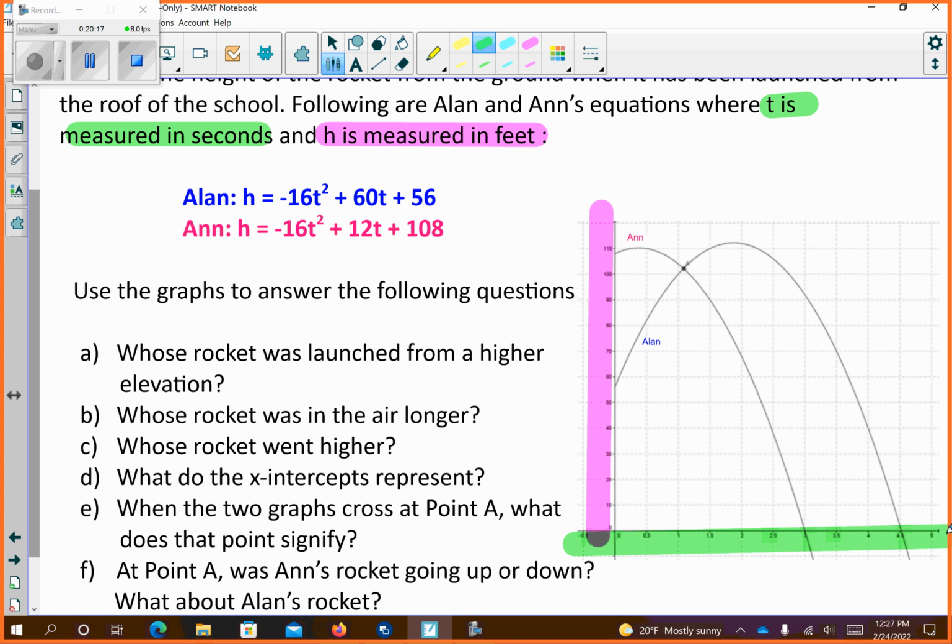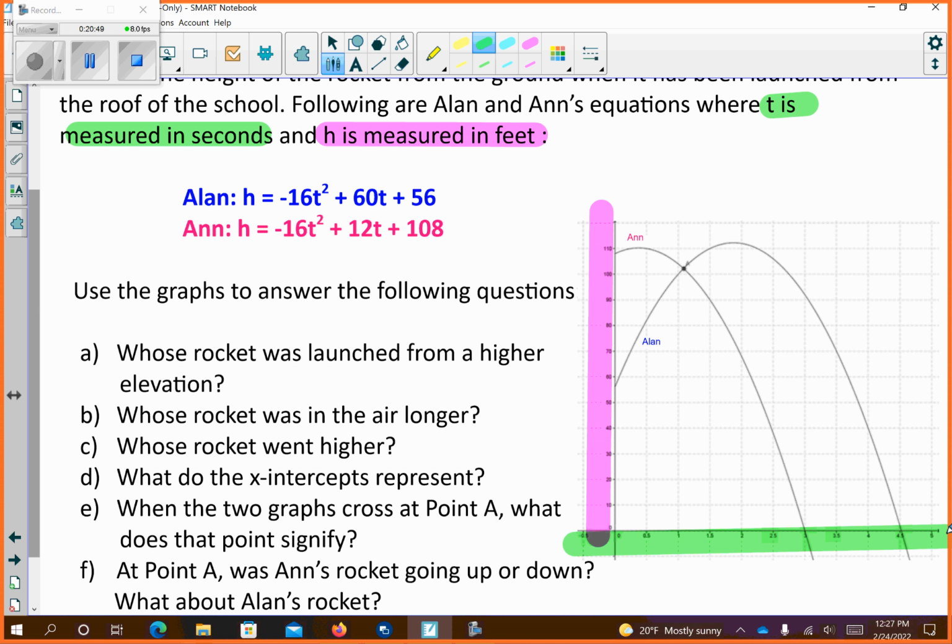So, who looks like they launched from a higher location of the building? Ann. You know, Ann's on the top of the gym, and Alan's on the top of this building. The gym's a little taller, right? I think so. I mean, think about the highest point on this campus. I'd say the gymnasium has a higher roof line than this part of the building. Agree? Yeah. Which gym? Main gym. South gym. Okay.